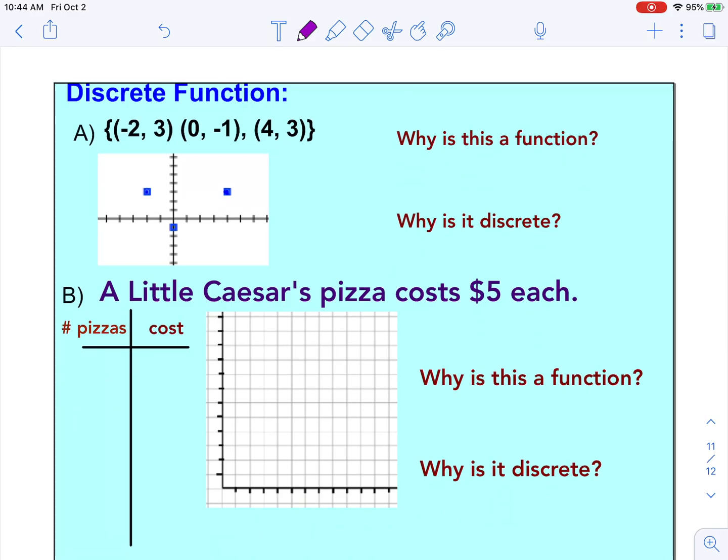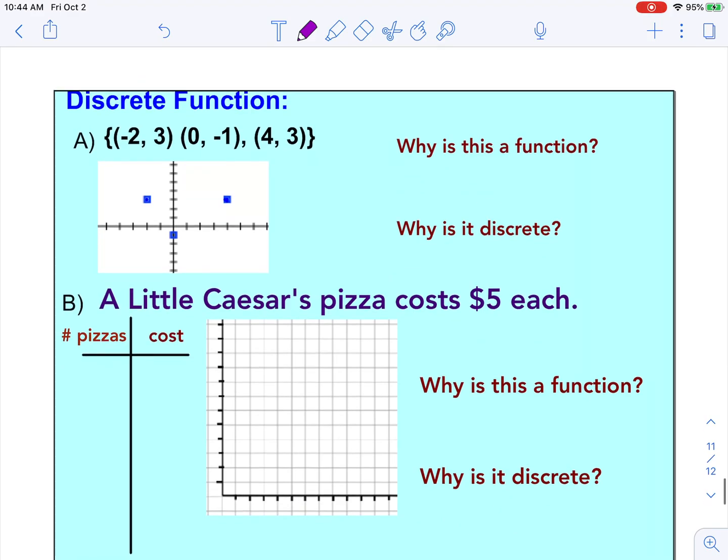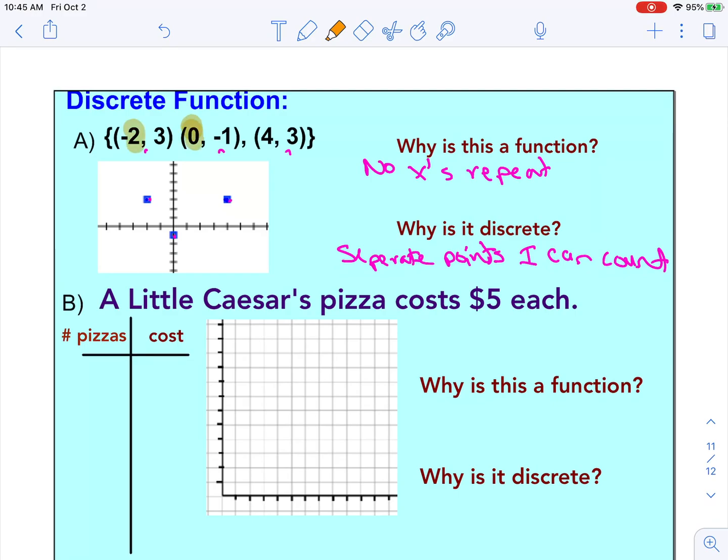So, discrete, again, why is this a function? First of all, this is a discrete function because these are separate individual points. Why is it discrete? Separate points I can count. For both of these, I can count 1, 2, 3. Why is it a function? Well, because no x's repeat. Notice you have -2, 0, and 4. No x's repeat. And in the second example, it passes the vertical line test. We abbreviate VLT.